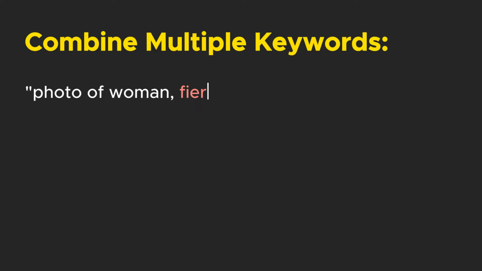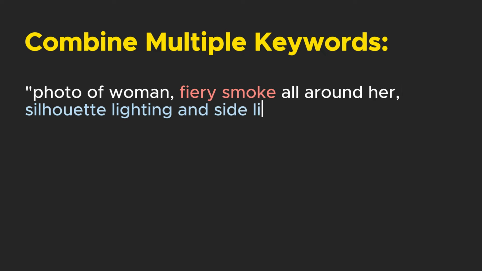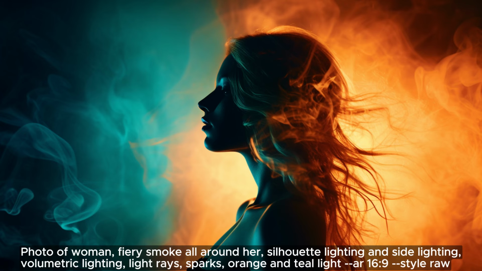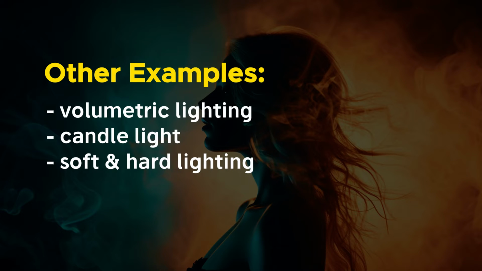Let's prompt for photo of a woman, fiery smoke all around her, silhouette lighting and side lighting, volumetric lighting, light rays, sparks, orange and teal light. That's quite a handful to say, but the result turned out pretty nicely. There's tons of different lighting styles to try out, so don't be afraid to experiment to see what you come up with.